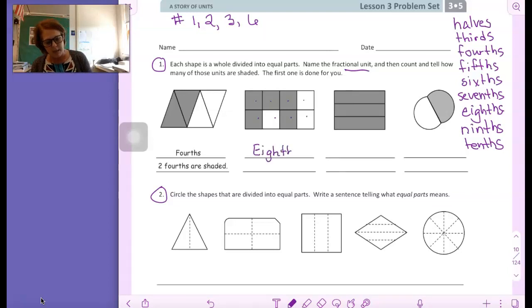Let's make sure we're spelling it correctly. I will take points off of your homework and assessments if you're not spelling them correctly, because I just put them over here for you on the side so you could write them down somewhere and keep them. So how many eighths are shaded? 5 eighths are shaded.